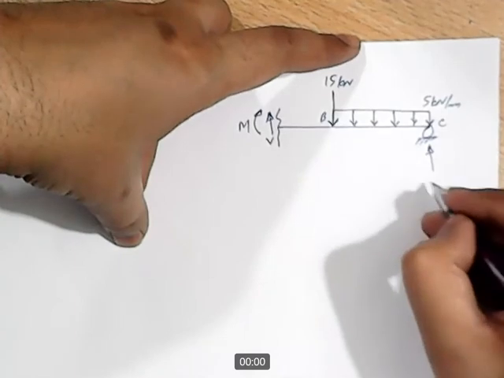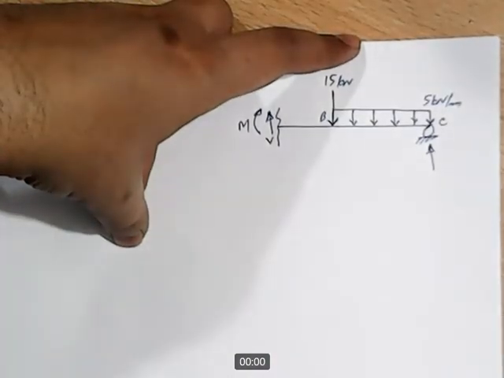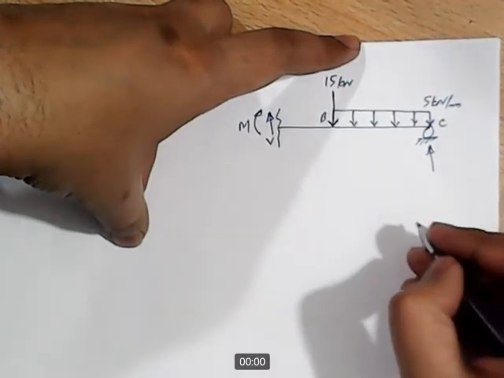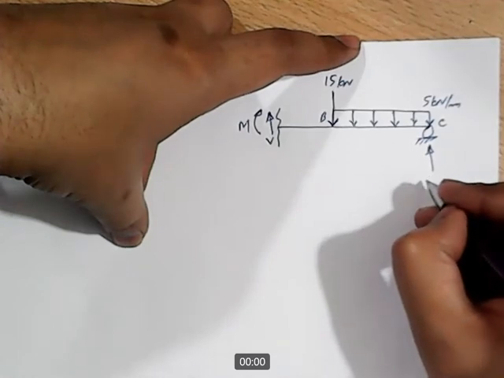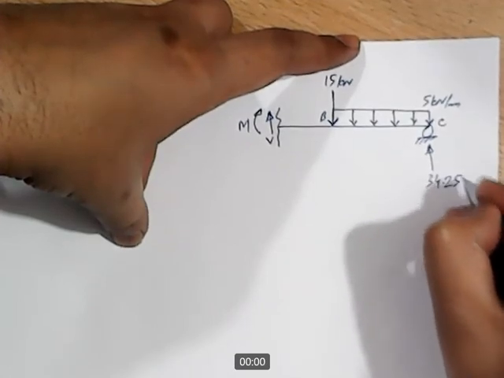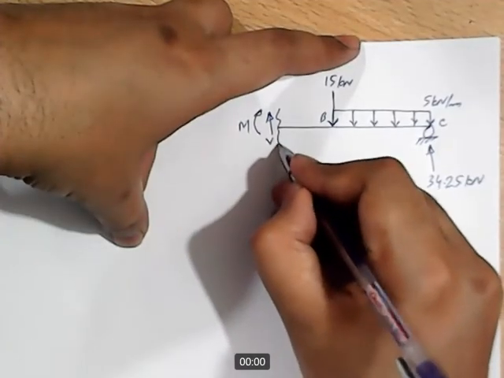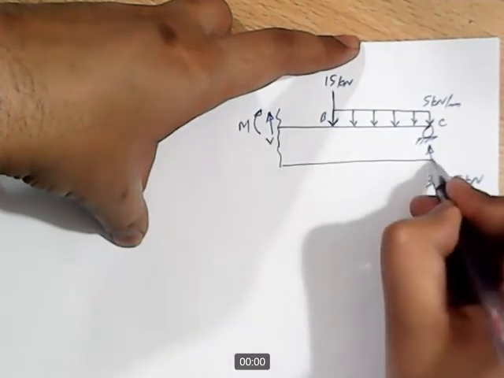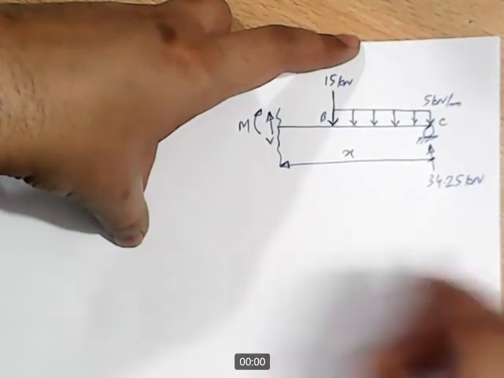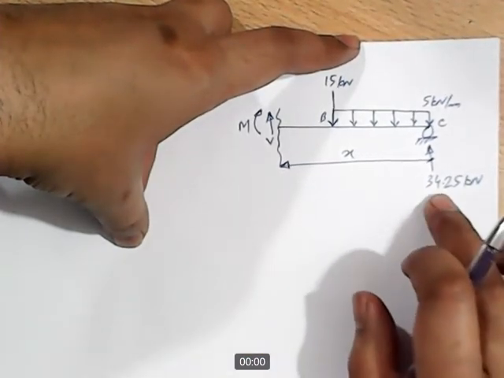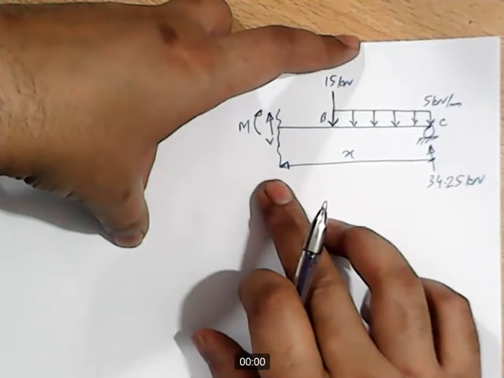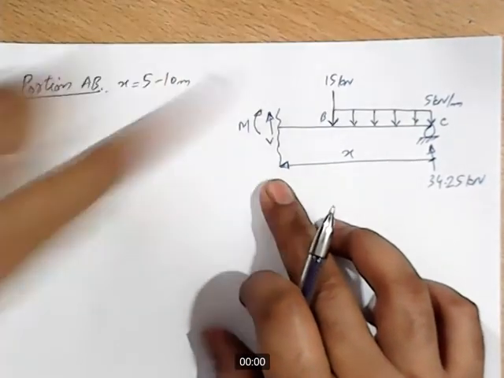This RC is also known. Okay, RC is how much? RC is 34.25 kilonewton, and this distance is x. Okay, 34.25 is the reaction, and its distance from the section under consideration is x. Now let's write down the equation of shear force and bending moment.